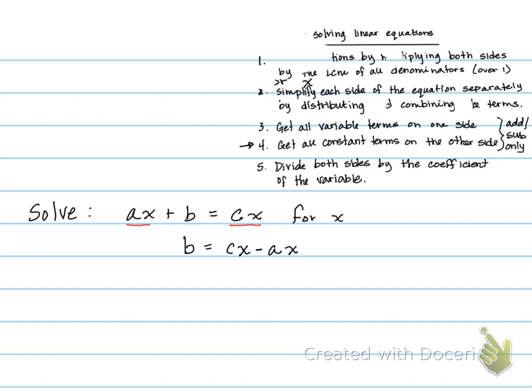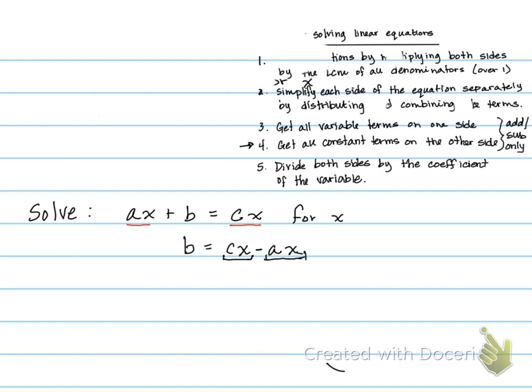However, those aren't separate terms. Terms are things that are added and subtracted. Factors are things that are being multiplied. The c and the a are both part of the terms cx and ax. So I can't subtract c from both sides, right? Because it's part of this term.